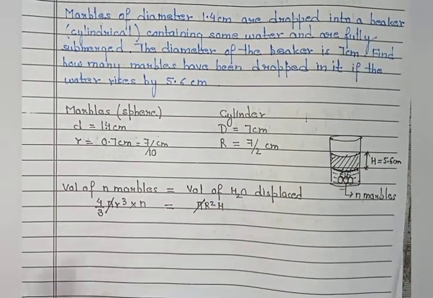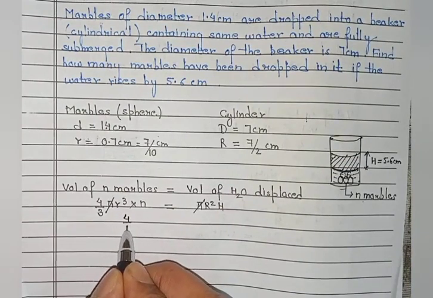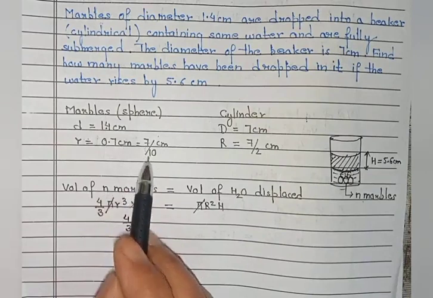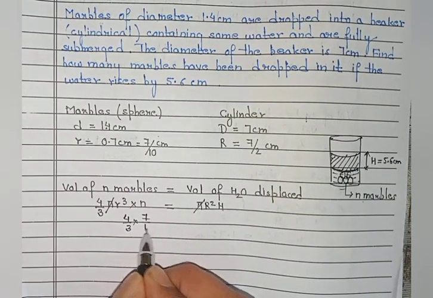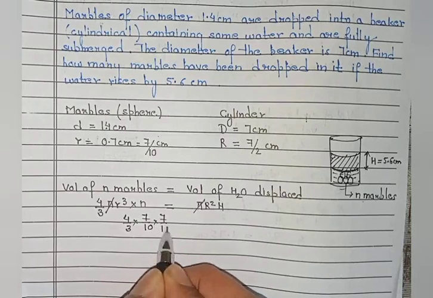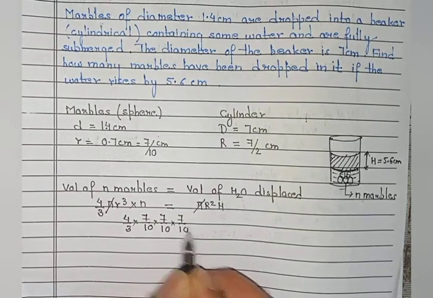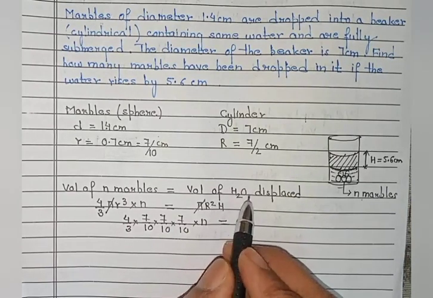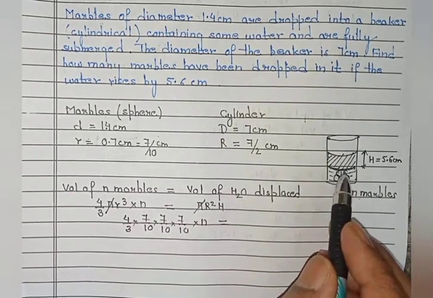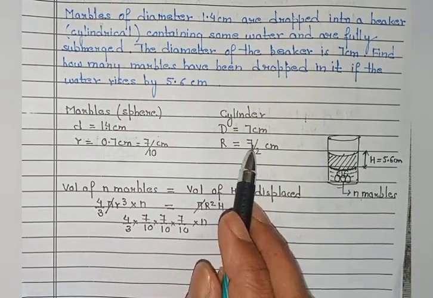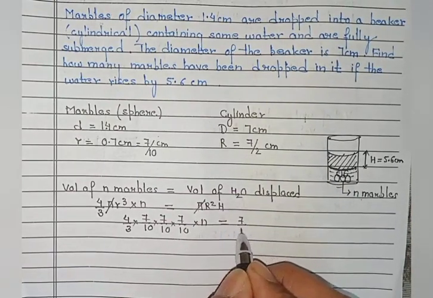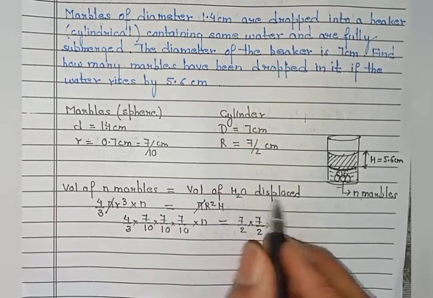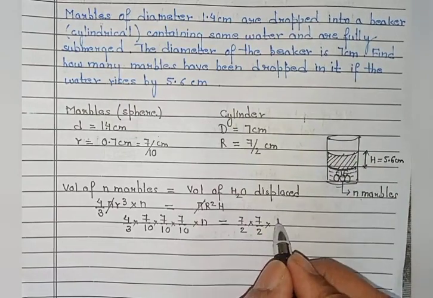Now first of all you can cancel out pi, then you have 4 upon 3. Now the radius of the marble is 7 by 10, so 7 by 10, 7 by 10 into n. Here we have the radius of the water displaced. Water is taking the shape of a cylinder, so you will take the radius of the cylinder, that is 7 by 2. And then the height through which the water is displaced, that is 5.6.